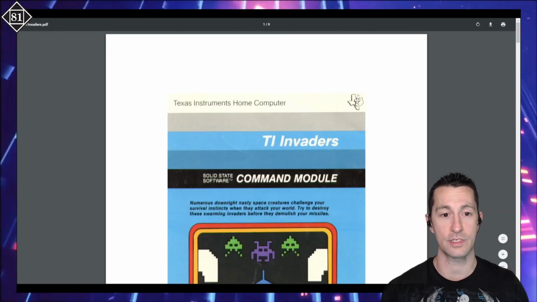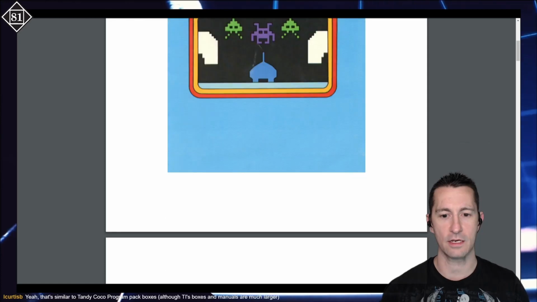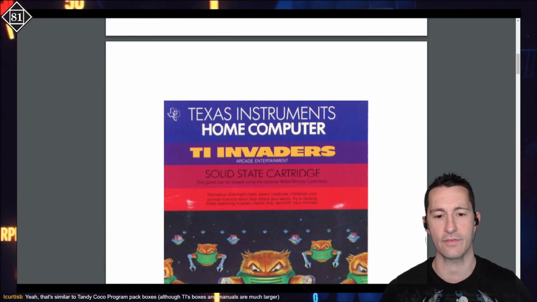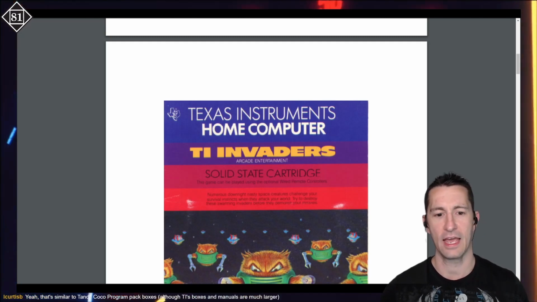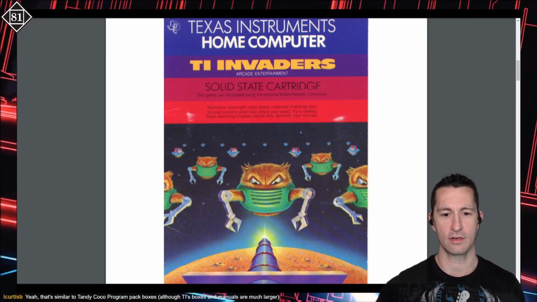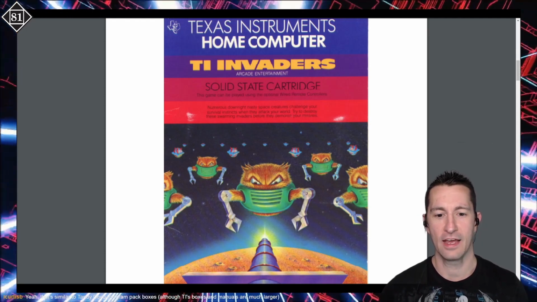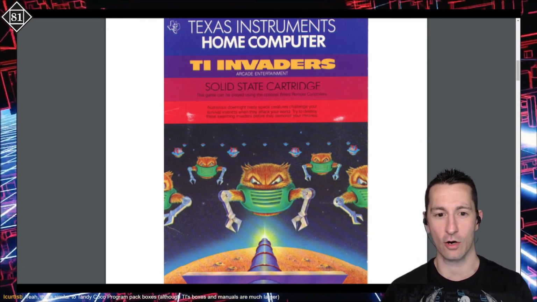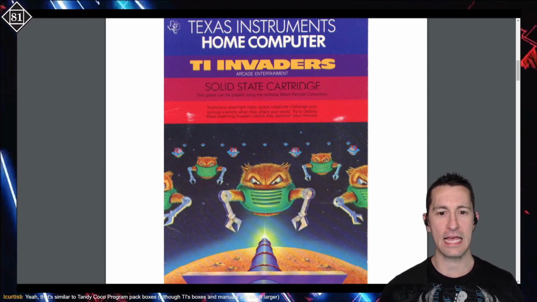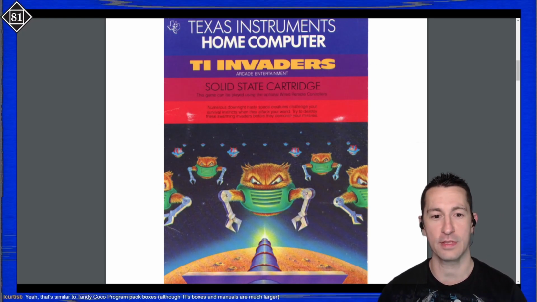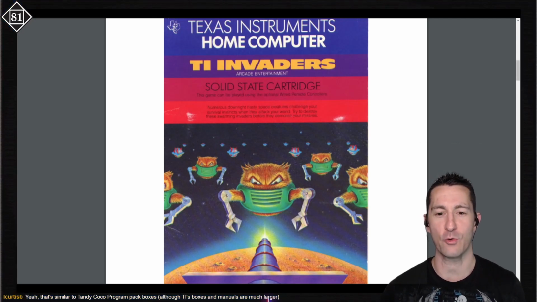We do have a manual for this one, which is nice. So here we go. This is what you would see behind the sleeve of the cartridge. And you can see we had 2 different versions, or 2 different cartridges. This is the manual cover, and it says a solid state cartridge. Numerous downright nasty space creatures challenge your survival instincts when they attack your world. Try to destroy these swarming invaders before they demolish your missiles.